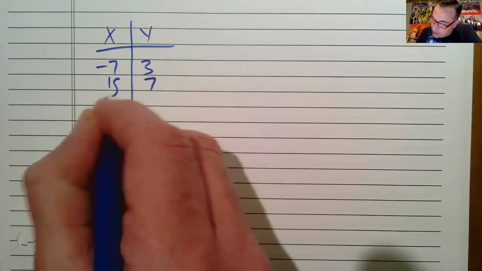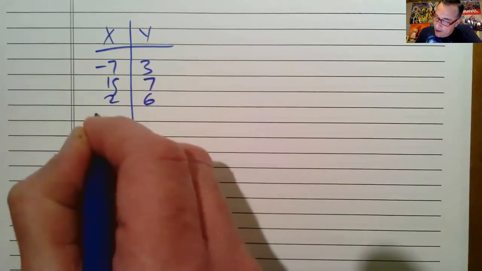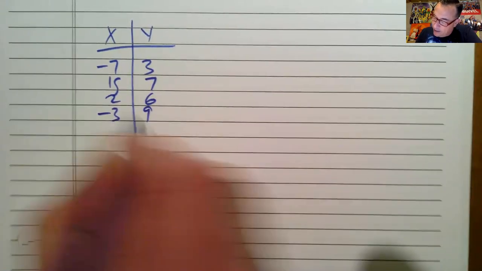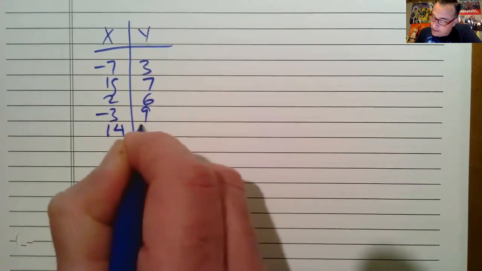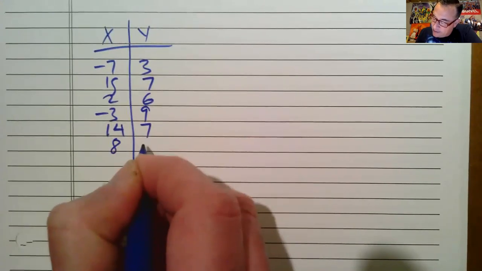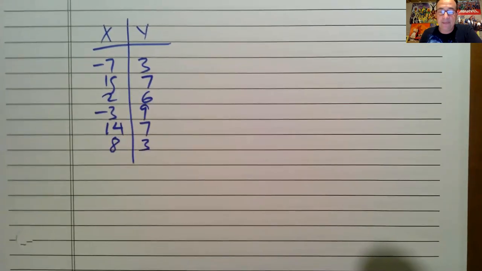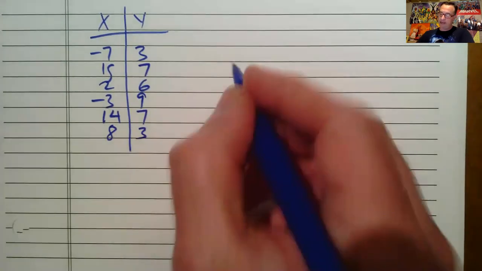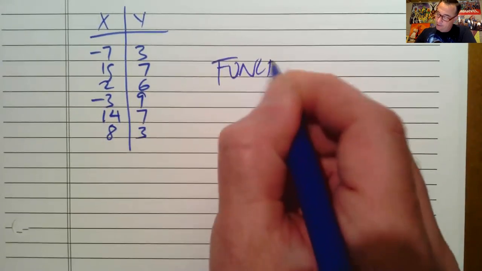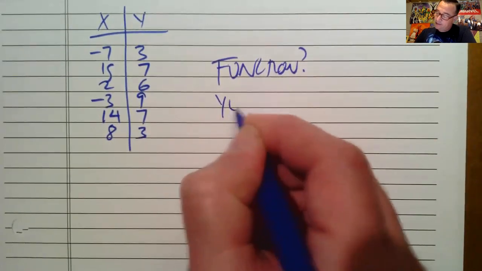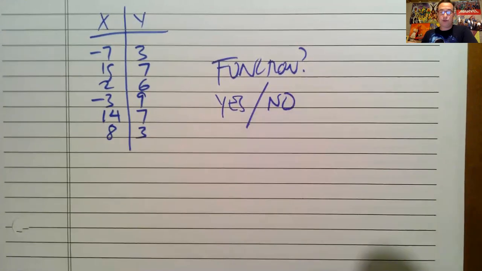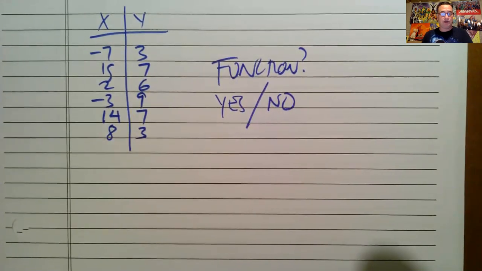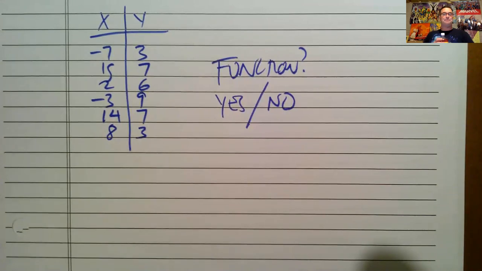-7, 3, 15, 7, 2, 6, 3, 9, 14, 7, and 8, 3. Okay. Is this a function? So we'll have this function. Yes. No. So you guys tell me, is this a function? Yes or no? Type this in here. Tell me what you think. Is this a function? Yes or no?